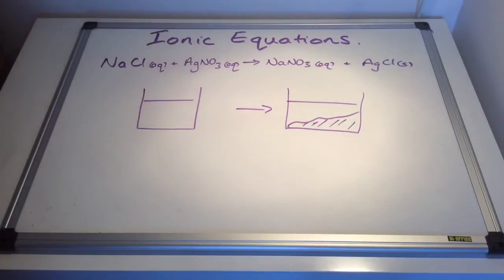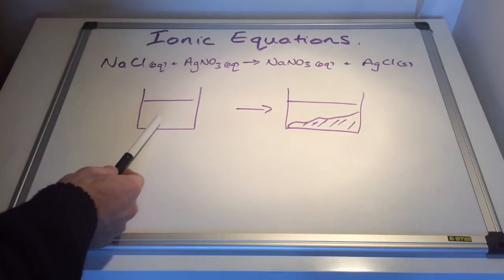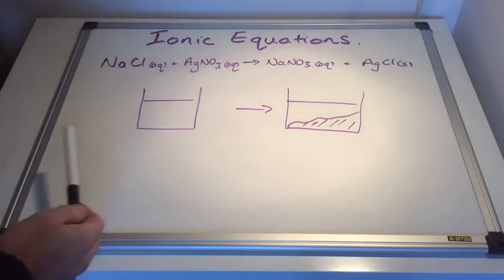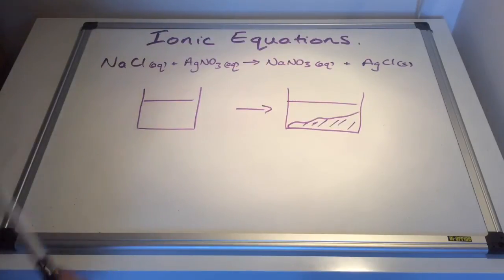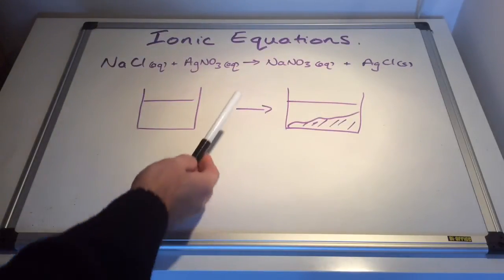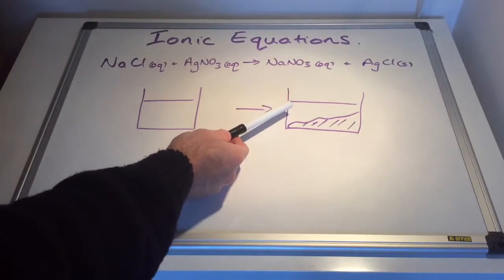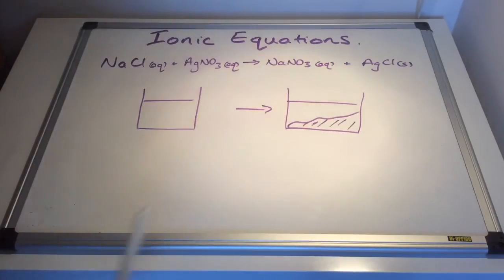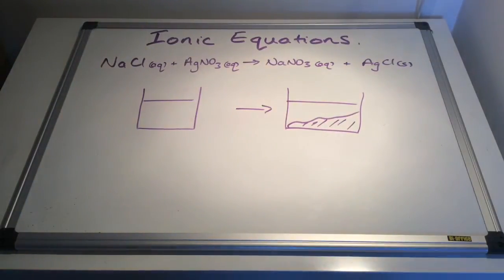So I think the best way to explain this is to imagine the beaker before and after the reaction taking place. On the left hand side we've got our beaker of reactants, so we've got the aqueous sodium chloride and aqueous silver nitrate in this beaker, and as soon as they react together they form an aqueous solution of sodium nitrate and a solid precipitate of silver chloride.